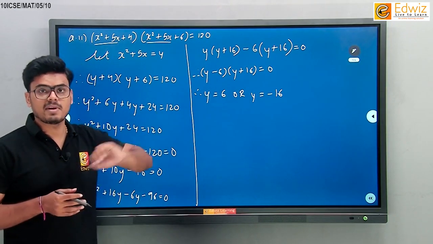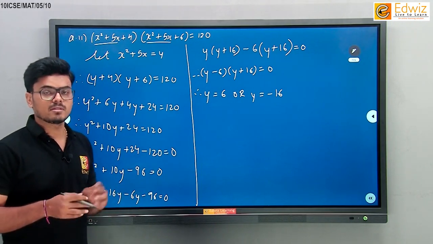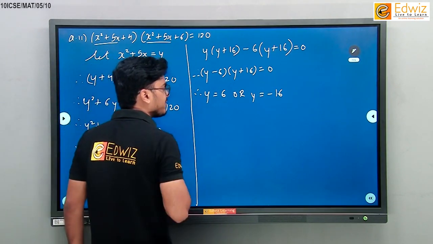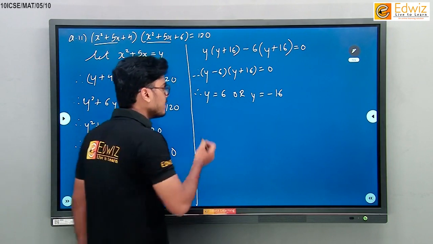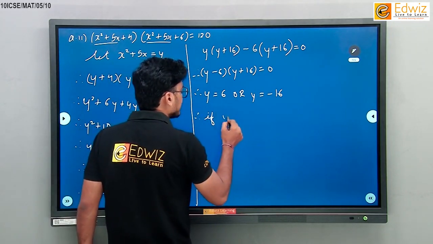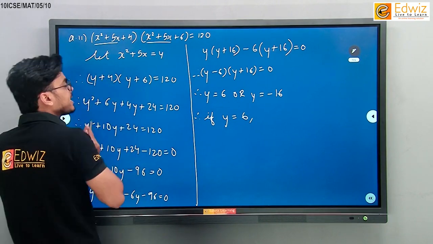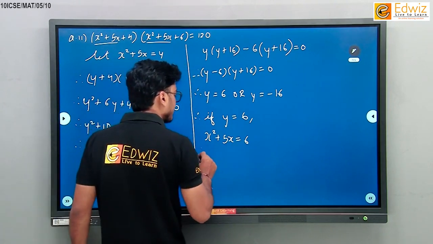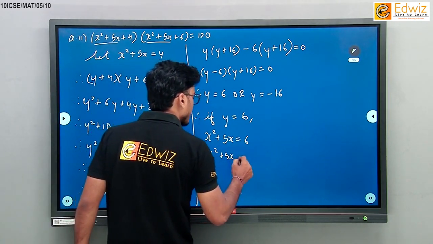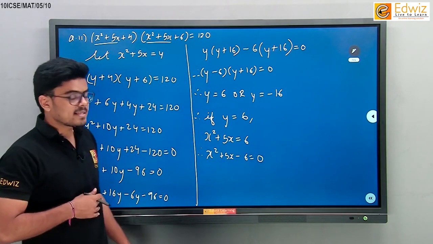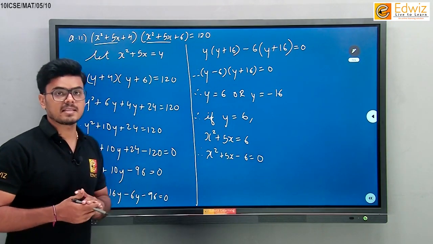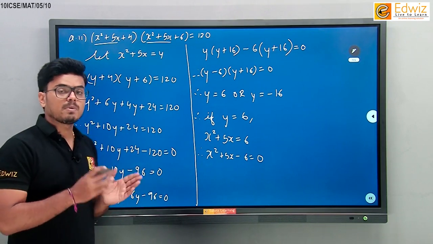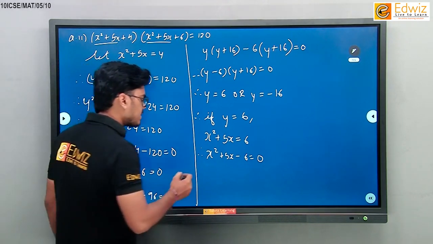Now we need to resubstitute the value of y here and solve the other two equations to find the values of x. Once again we will get 4 possible values, 2 for y equal to 6 and 2 for y equal to minus 16. So if y equal to 6, we know that x square plus 5x will be equal to 6. Take 6 on the left side, the equation is x square plus 5x minus 6 equal to 0. For the factorization here, we need to factorize minus 6 in such a way that the difference between the factors will be plus 5. So it should be plus 6 and minus 1.